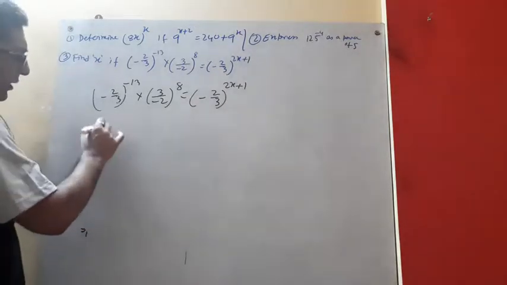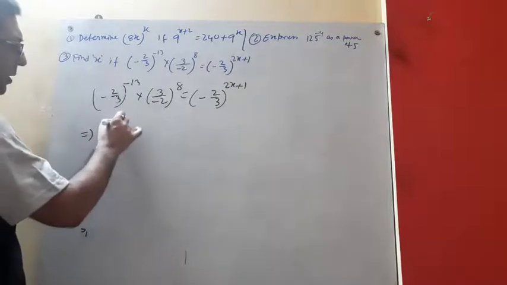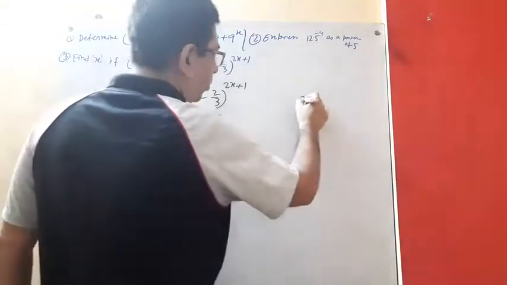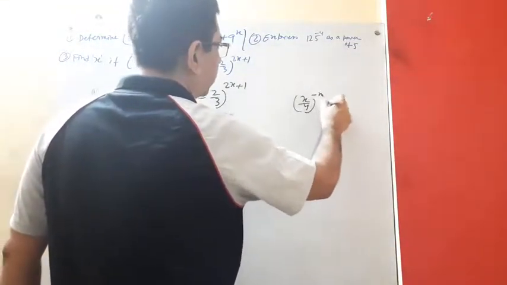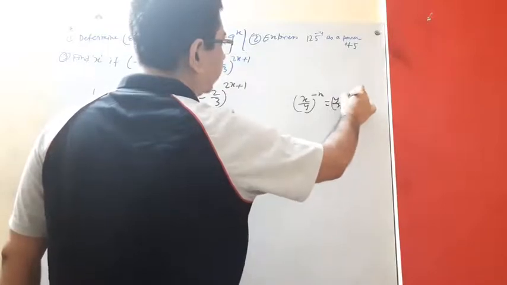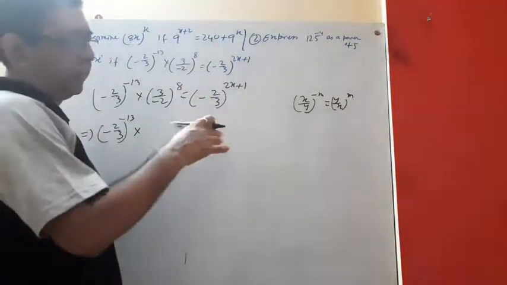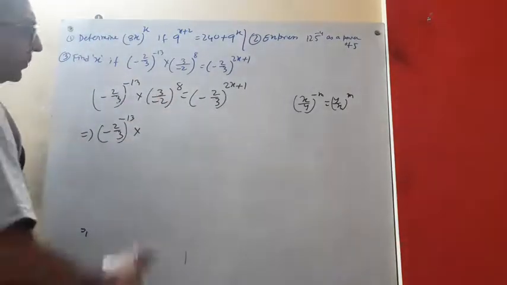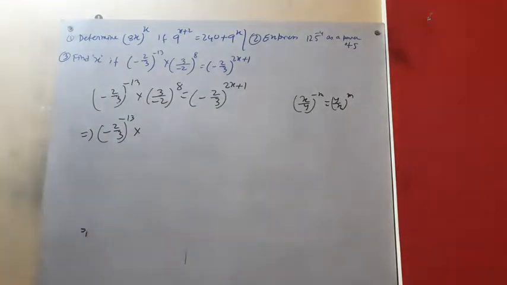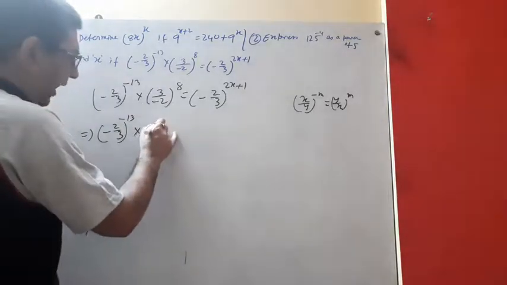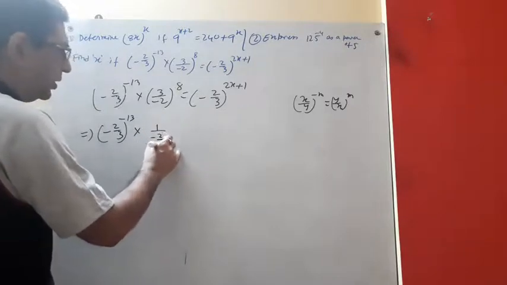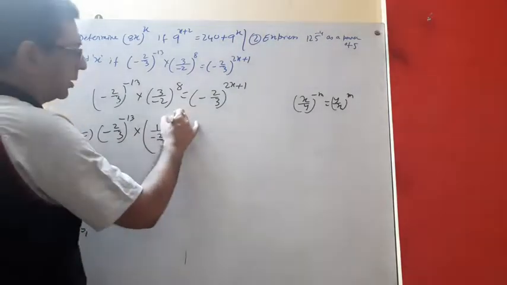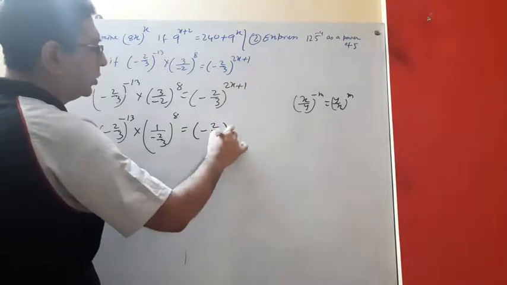So look, this is minus 2 by 3 whole to the power minus 13 into, this can be written as, if we change, can you remember x by y whole to the power minus m equal to y by x whole to the power m? I have written 1 by y by x. Look, here what we are doing, 3 by minus 2. It is given 3 by minus 2. So what is 3 by minus 2? Can we write 1 by minus 2 by 3? It can be written as this one, to the power 8. That is equal to minus 2 by 3 to the power 2x plus 1.